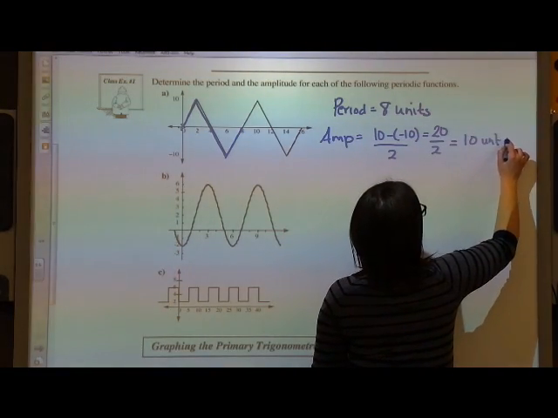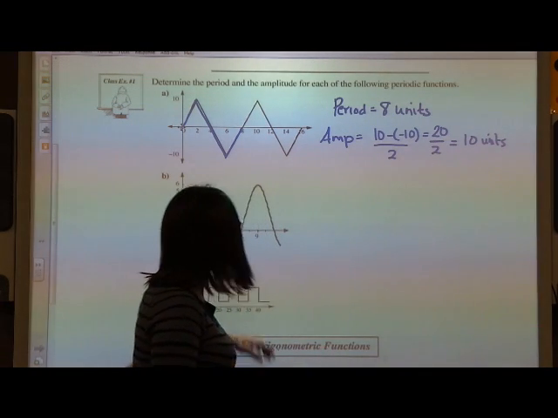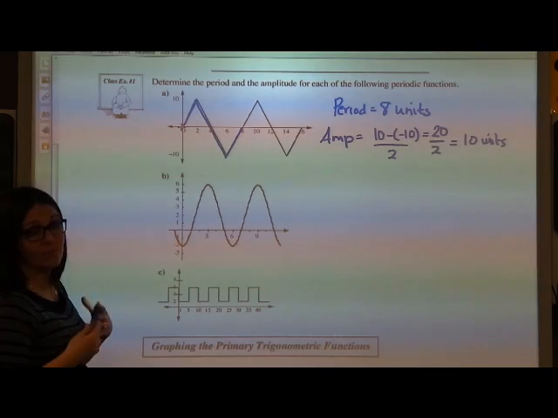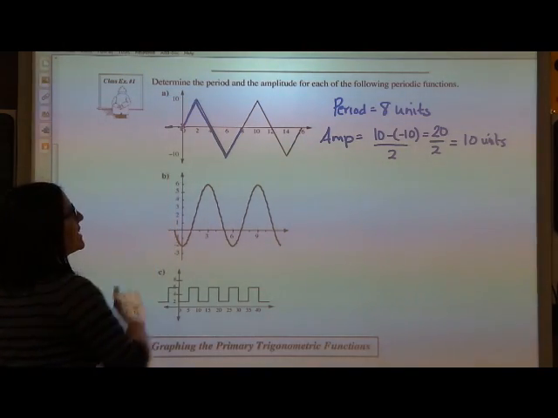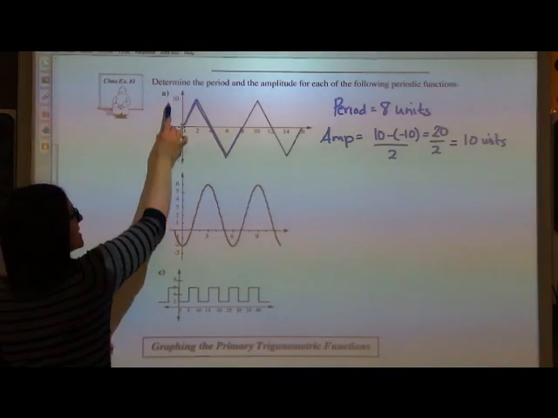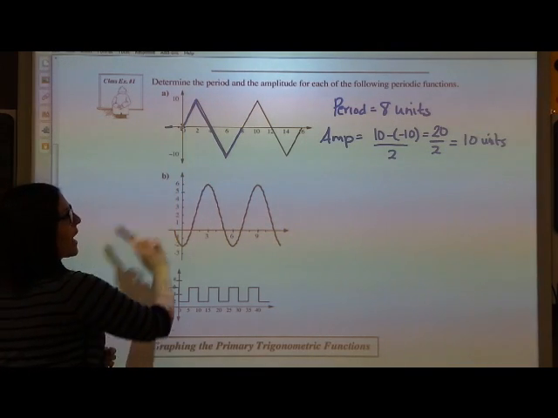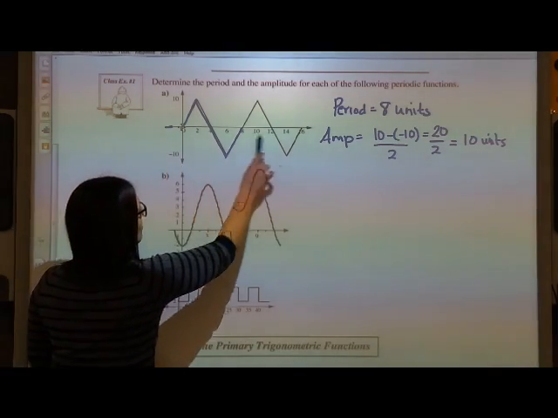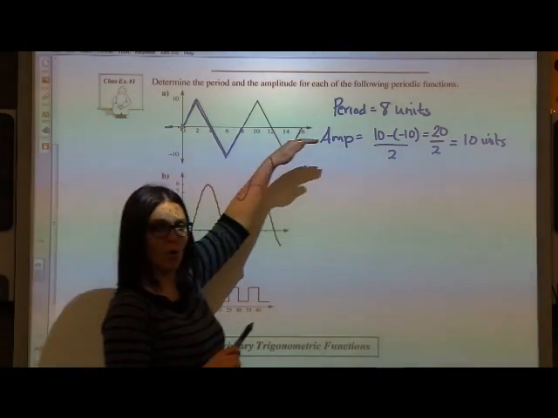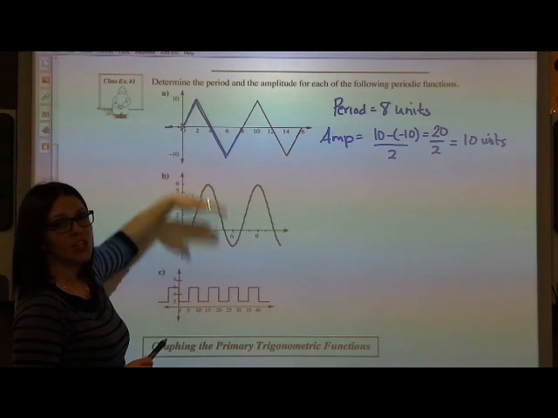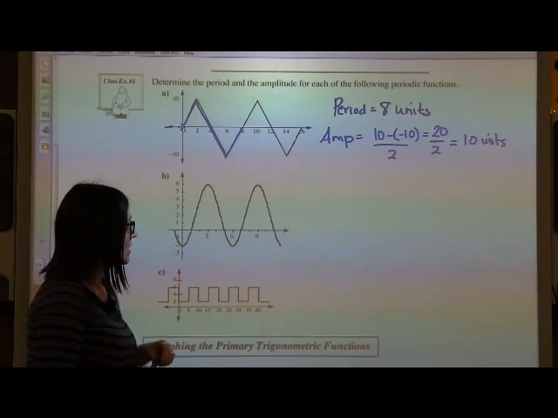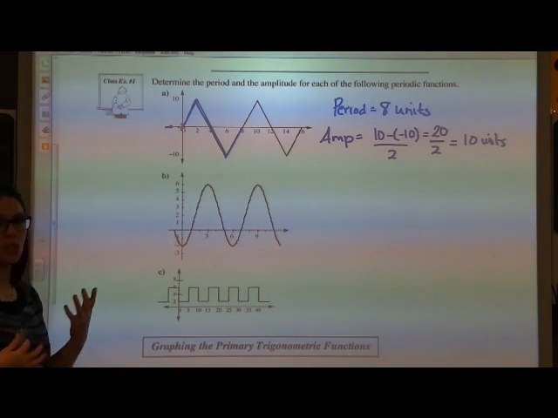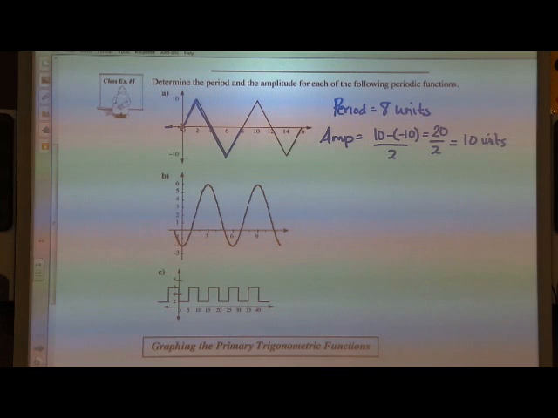The other way to think of amplitude is if I figured out where the halfway mark of my function is, which in this case is the x-axis, it would be the distance going from the x-axis to the max or the x-axis to the min. But if I change where that midline is, that middle of the road, middle of the function, then it's going to change how I would do my measuring. So take a moment to pause and see if you can do B. Determine the period and the amplitude of B and then continue.